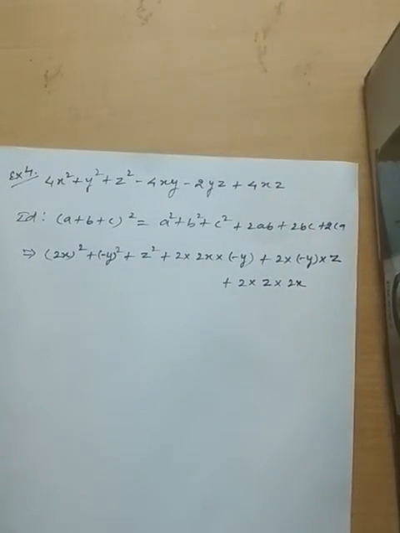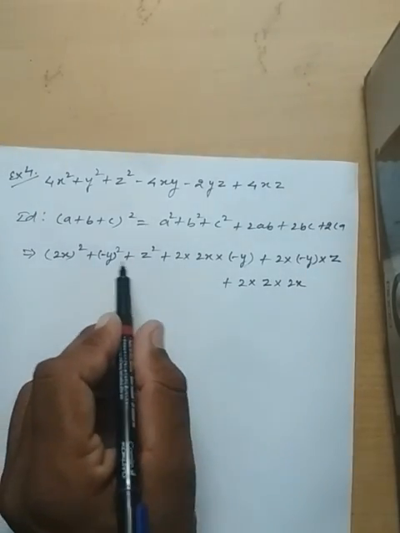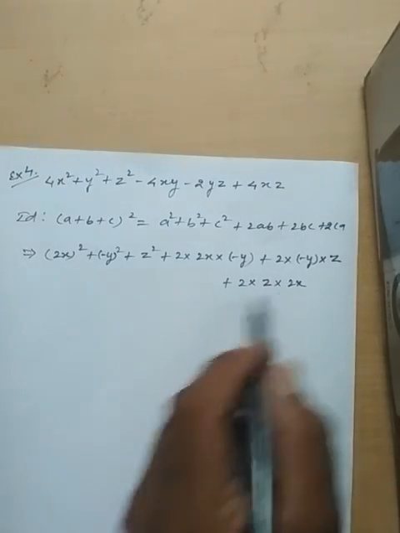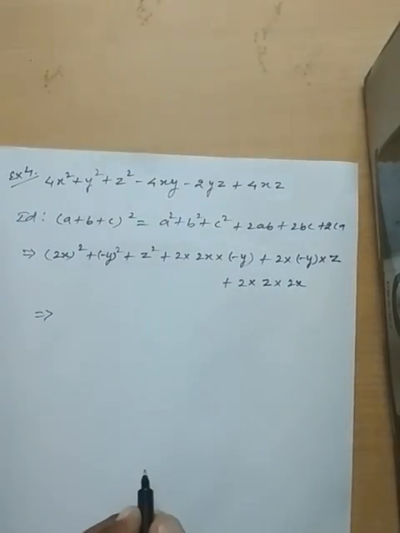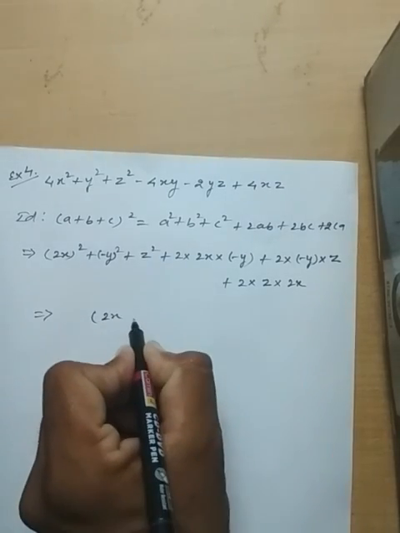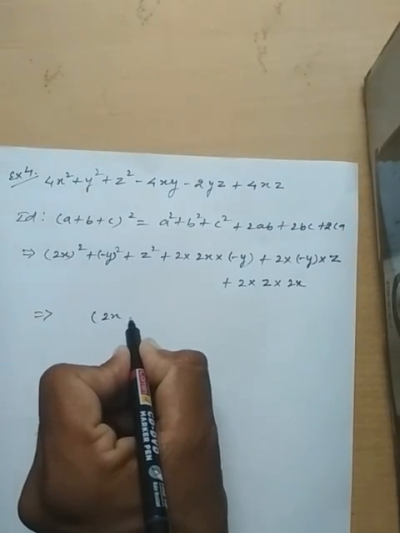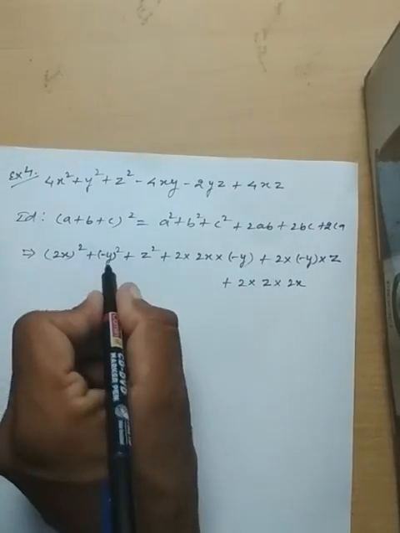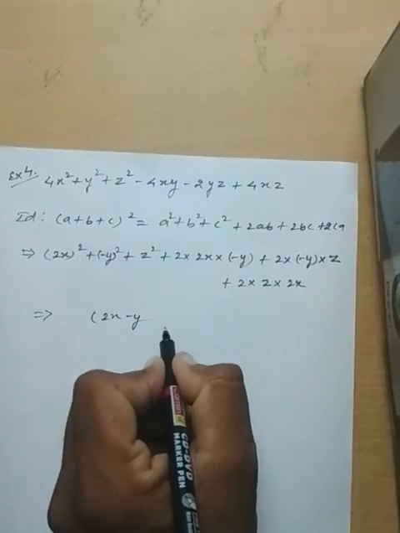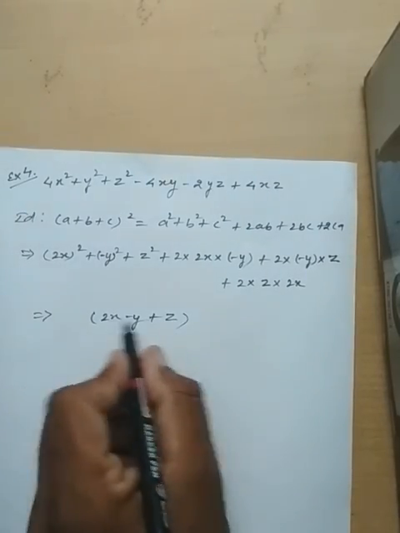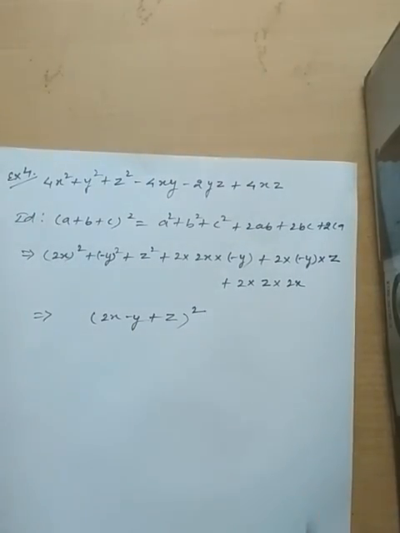So our question is in the form of the identity a² plus b² plus c² plus 2ab plus 2bc plus 2ca, and it is equivalent to (a plus b plus c)². Here a is 2x, but in place of b is minus y, so we put minus y, plus c is z. So (a plus b plus c) and its whole square.